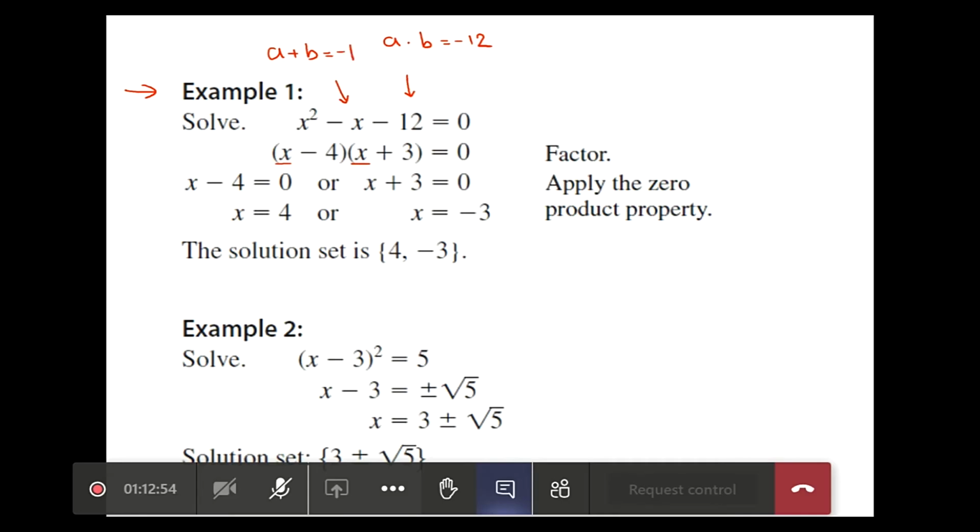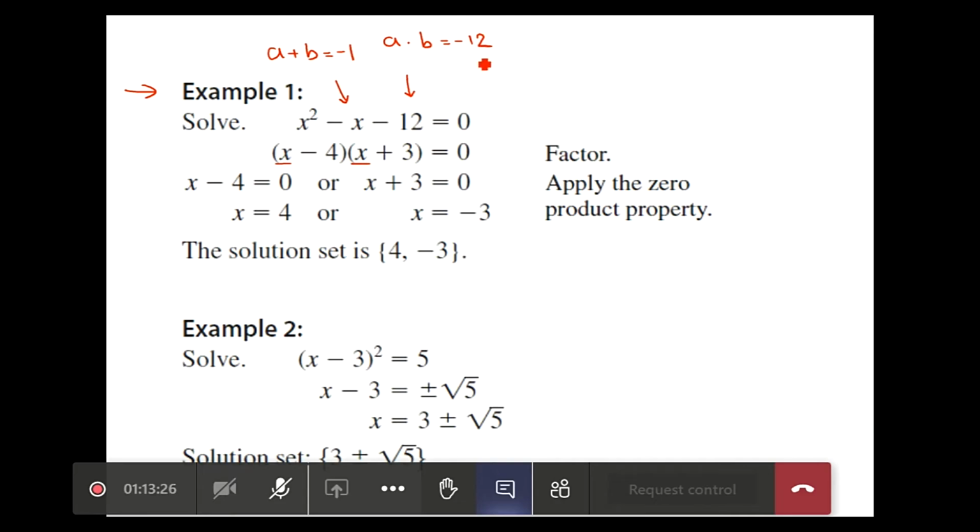Okay, what are the two numbers? The multiplication equals negative 12. Negative 12 means a and b are not the same sign, they are opposite signs, one positive and another negative. Because if the answer for multiplication is negative, one of them must be negative, but not both, because negative multiply negative equals positive.